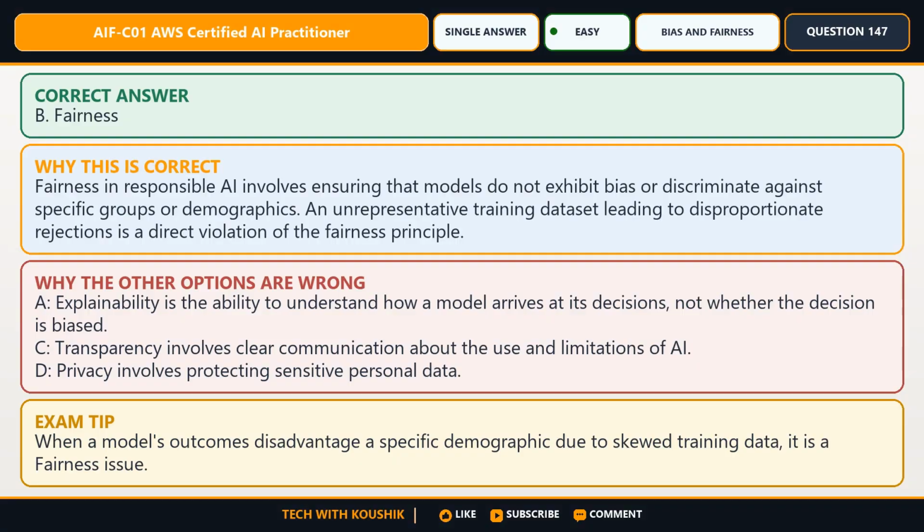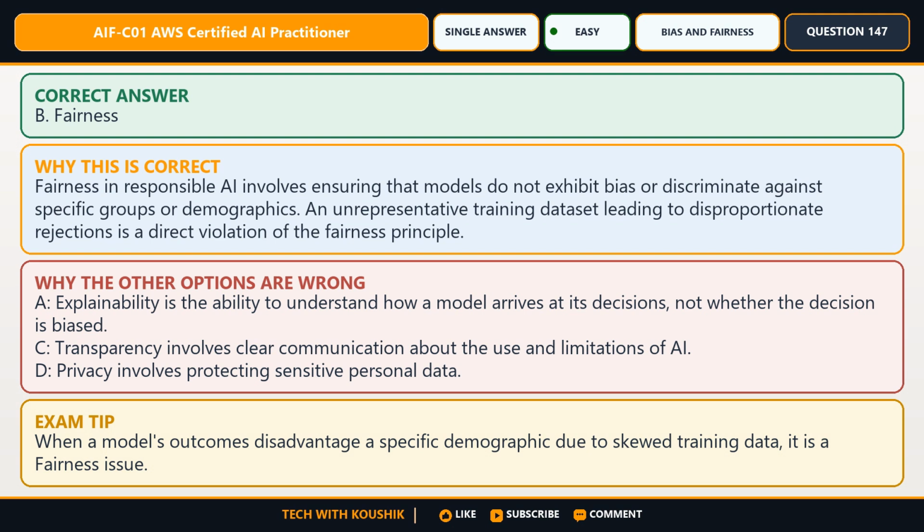The best answer is B. Fairness. The decisive reason is fairness in responsible AI involves ensuring that models do not exhibit bias or discriminate against specific groups or demographics. An unrepresentative training dataset leading to disproportionate rejections is a direct violation of the fairness principle.